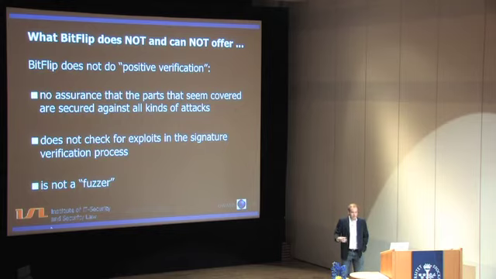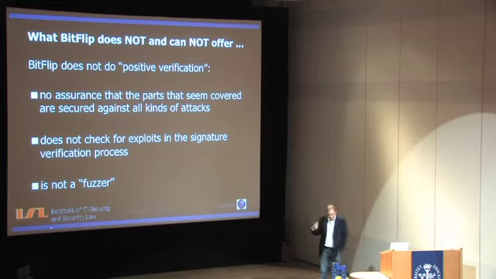Are actually secure against any kind of more clever attacks. It might be that the transformation process has a problem. It might be that we are counting how many soap bodies there are. Then it might look like it's covered, but even though changes are possible, it does not check for or try to find exploits in the signature verification process, and even though it flips things and does that in a deterministic and controlled way, it's not a fuzzer in that case.